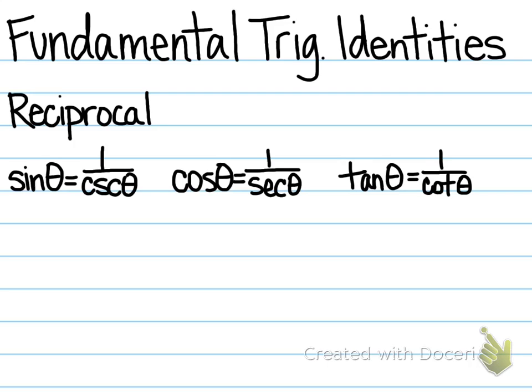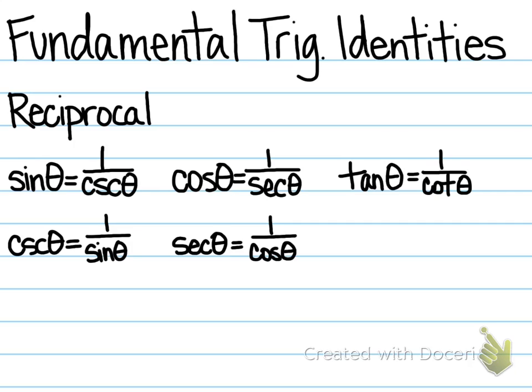Now these 3 reciprocal identities also work as reciprocals of each other. So I can say that cosecant is the reciprocal of sine. So cosecant equals 1 over sine. Secant equals 1 over cosine. And cotangent equals 1 over tangent. So I can use these ratios interchangeably in equations or solving trig problems.